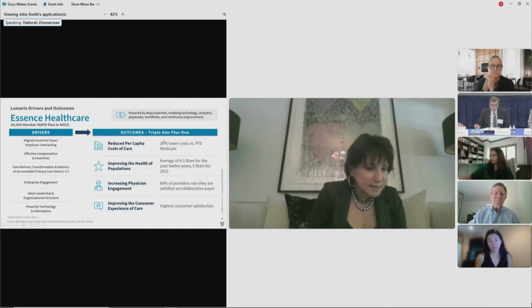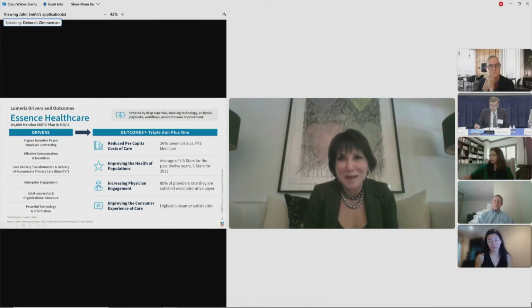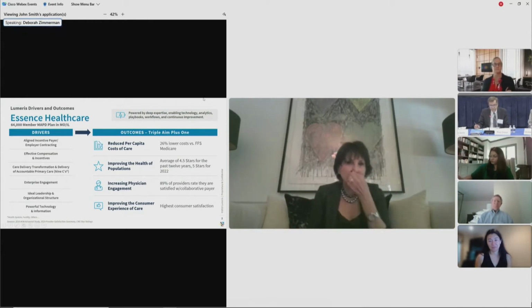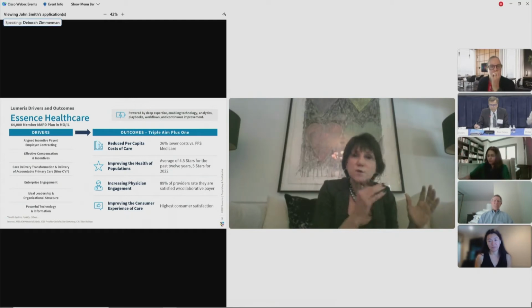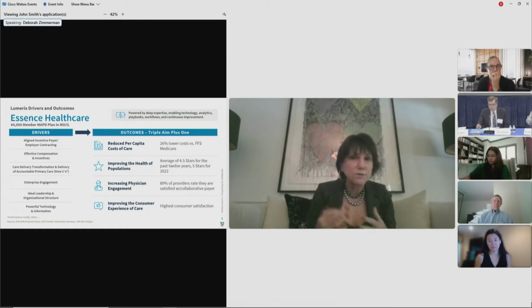So this first slide is the take-home message. These are the learnings. On the right-hand side are our outcomes. Have we been able to achieve the results that we're looking for? We think of it in terms of the AAA plus 1. So reducing per capita costs in our population when we compare it to traditional Medicare, risk adjusted for age, gender, geography, risk, chronic conditions, et cetera. We were able to lower costs about 26%. I'm going to talk a little bit about how that happened.